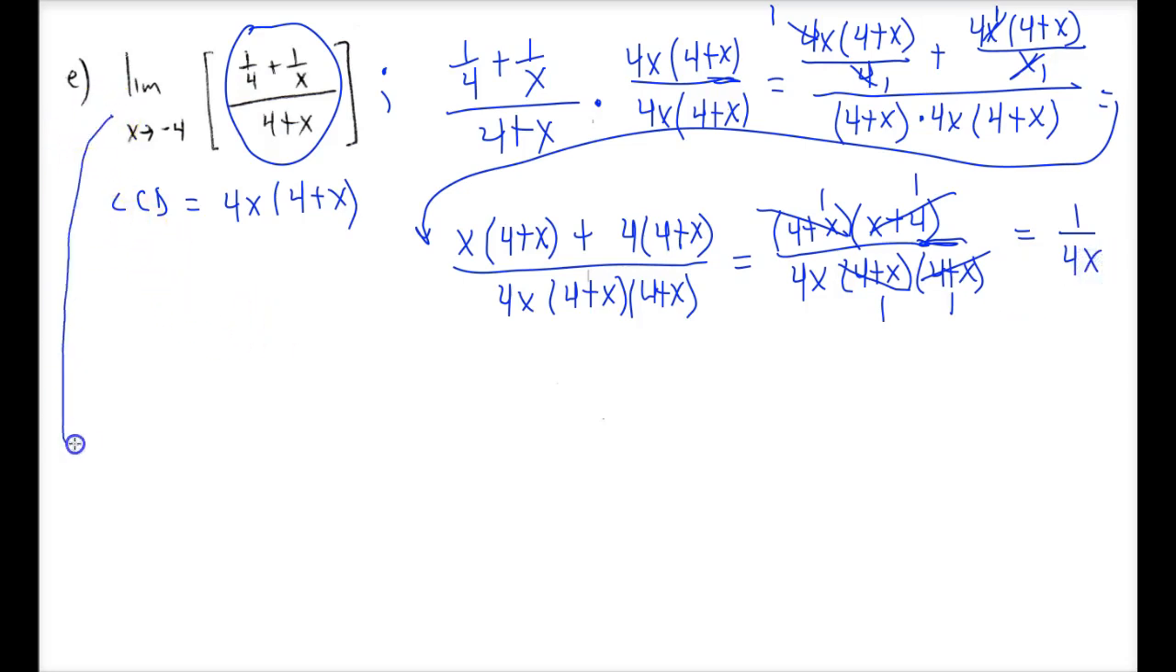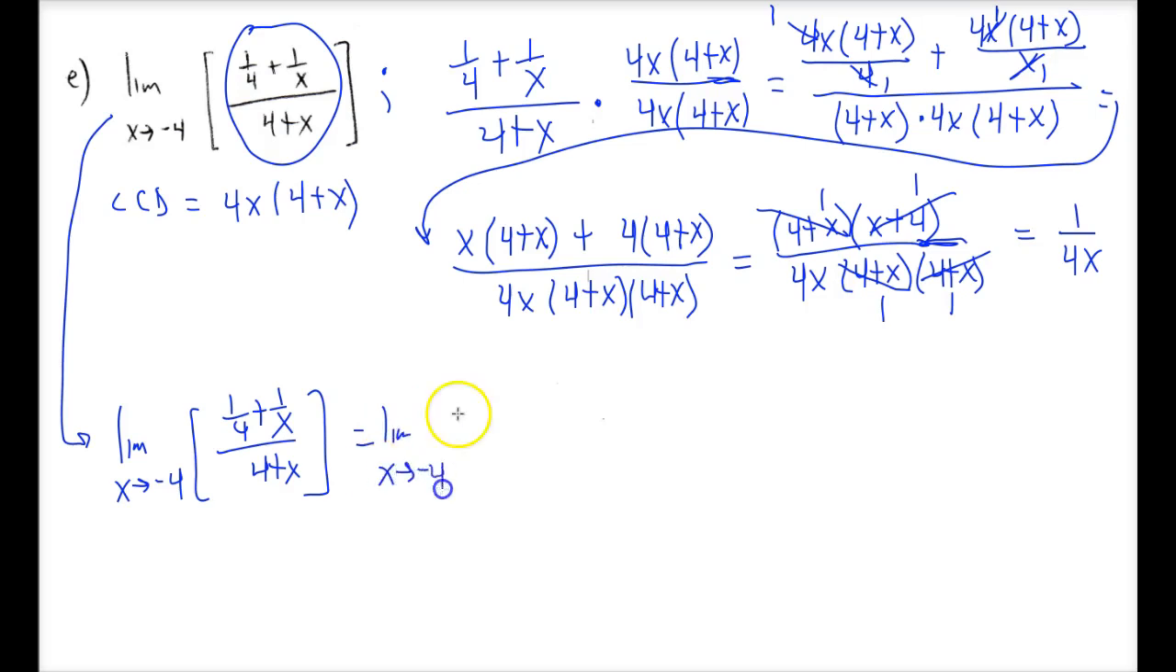So what this means is that now the limit as x approaches -4 of what we started off with is behaving just like the function 1 over 4x. And since when we plug in -4 into the function, it does not give us a denominator of 0, we know that -4 is in the domain of this function, 1 divided by 4x. So we can just substitute it in. And our answer ends up being 1/16.